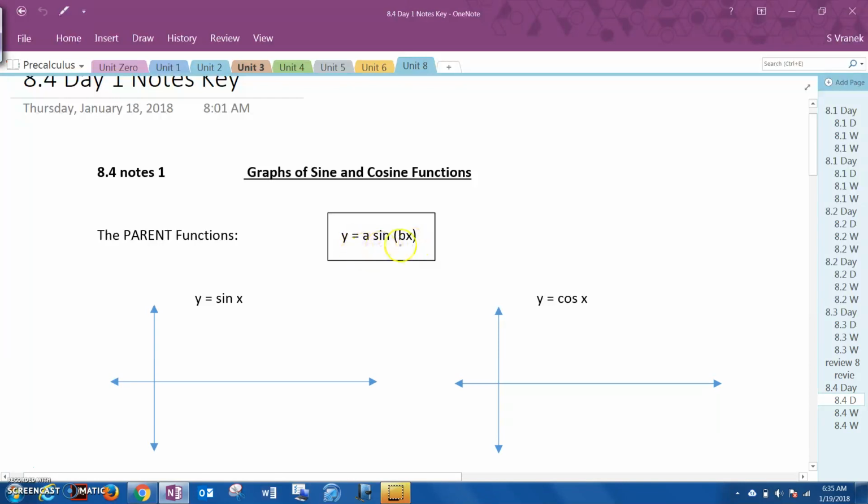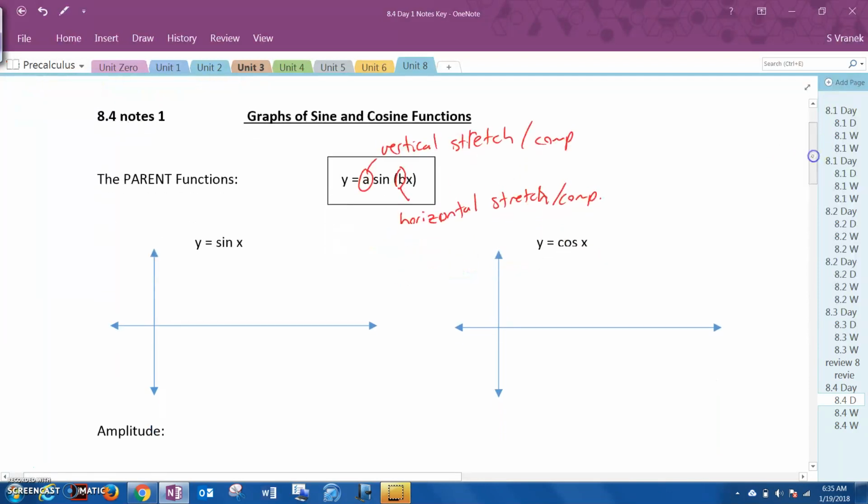We're only going to look at situations like this where there's something being multiplied to sine or cosine, and remember that's like your vertical stretch, and we're going to call that something else down there. And then you remember the b value is like your horizontal, which was always the reciprocal. So horizontal stretch, vertical stretch, compress. Okay, so we're going to see how that affects sine and cosine graphs.